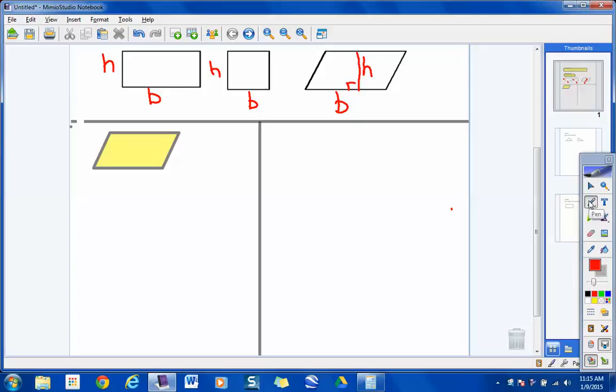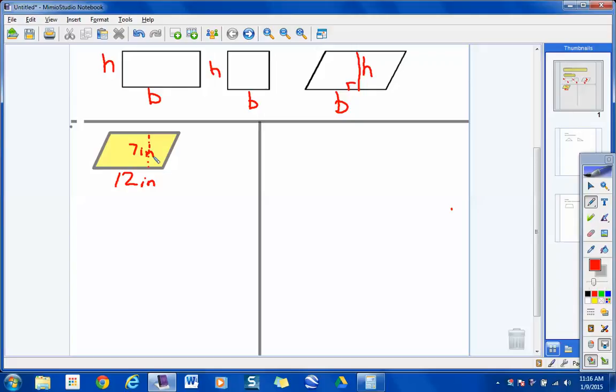I'm going to give this a dimension on the bottom. I'm going to call this bottom dimension 12 inches. I'm going to call the height that's on the inside of this 7 inches. Okay? Now, first question first. What kind of shape are we even working with here?